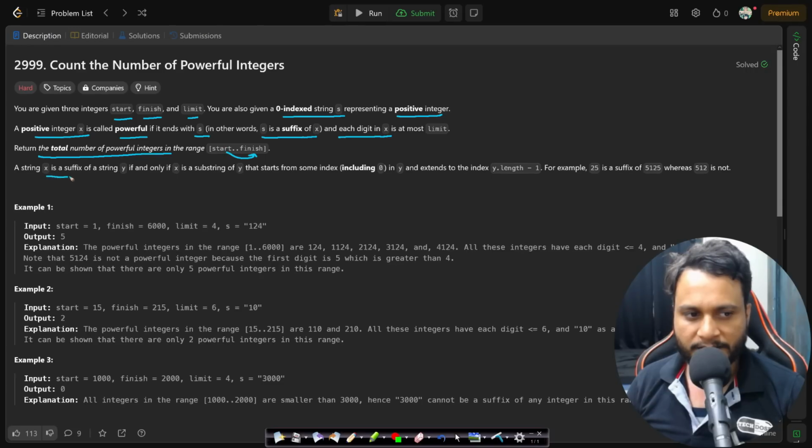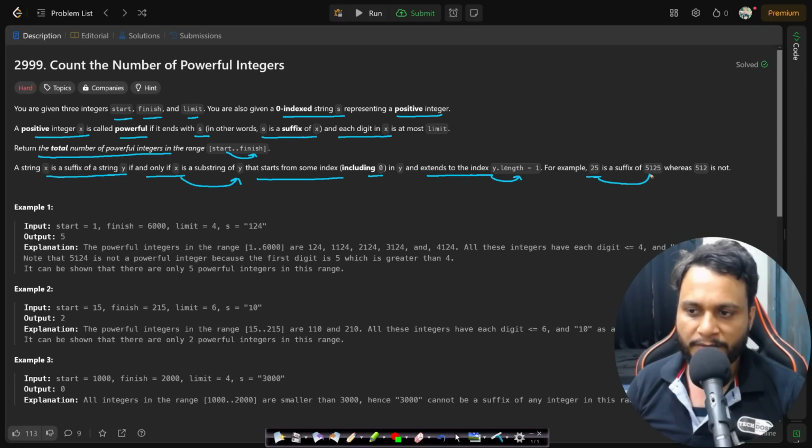A string x is a suffix of a string y if and only if x is a substring of y that starts from some index including 0 in y and extends to the index y.length minus 1. For example, 25 is a suffix of 5125, whereas 512 is not a suffix, right?